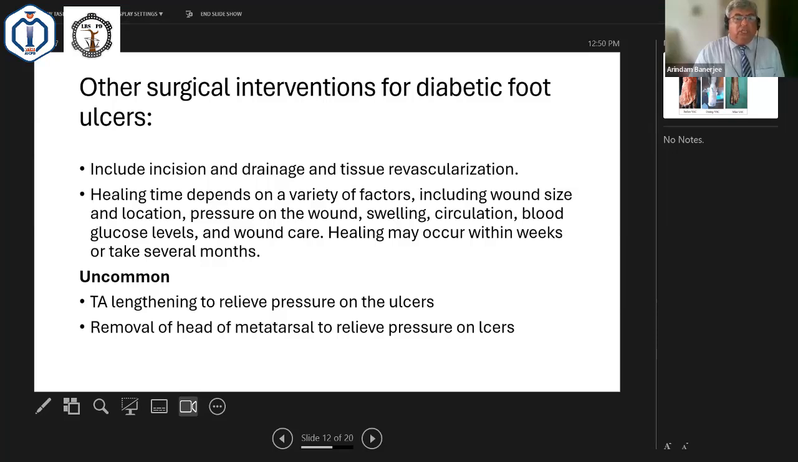Less common procedures, I would not say uncommon, but less common than the procedures we have discussed, are things like unloading the pressure on the ulcer, such as tendo-Achilles lengthening, or maybe removal of the head of a particular, say, metatarsal to relieve pressure on the ulcer. So if you see that there is a piece of bone which is rubbing on the ulcer from inside, until you remove the offending bone, it is unlikely for the ulcer to heal. But once you remove it, there is a chance that the ulcer will fill in and things will get better.